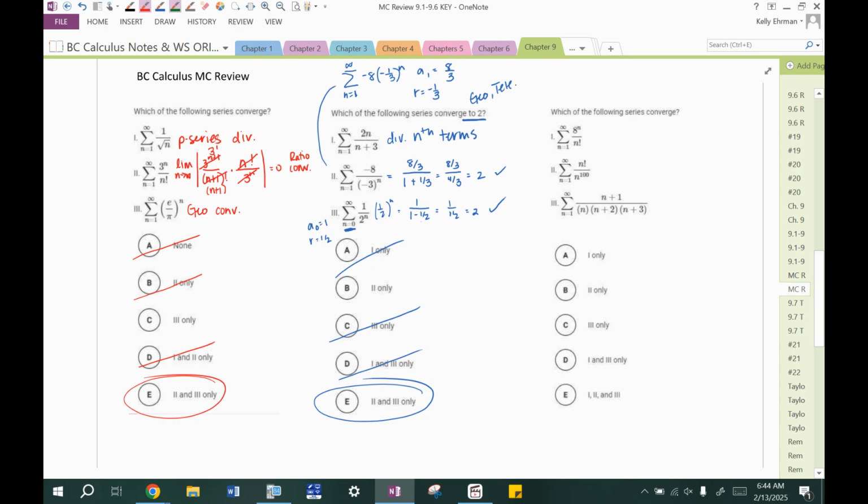All right, which of the following series converge? So this one is going to be a ratio test. I'm guessing it converges because it's a lot like number 2. The only difference is it's got a higher base number. So I'm sure this converges, but let's just pretend we didn't already do that first one. So I would do nth term test.